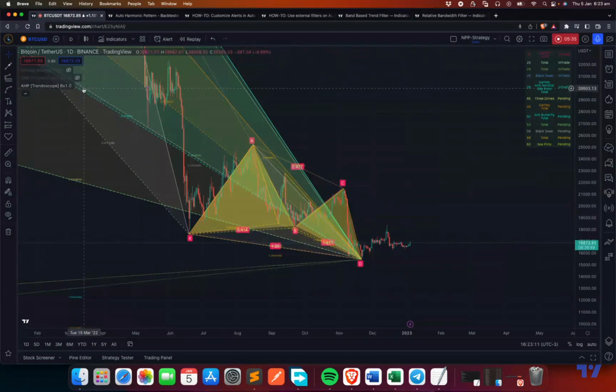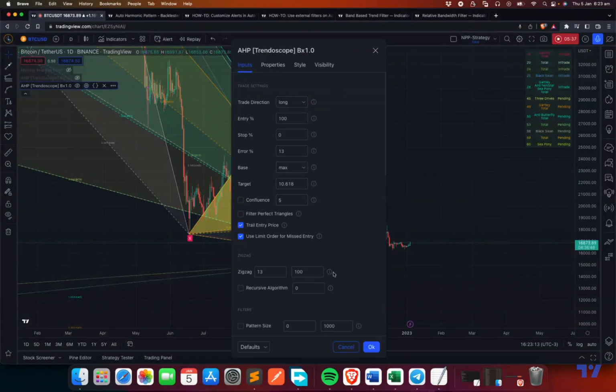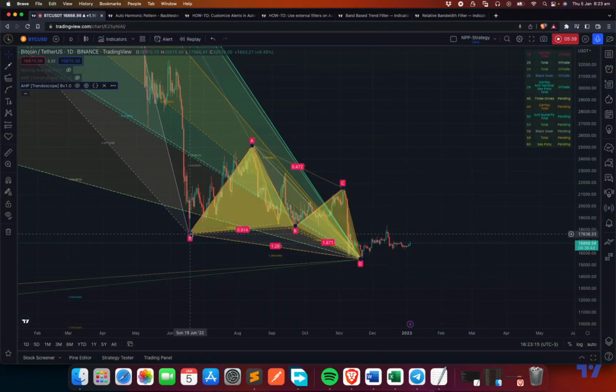Right now the base which I've selected is max. That means the max of this and this. So this is the max definitely. So your entry will be 100% of this max. So 100% of this max will be here, again at the A point.